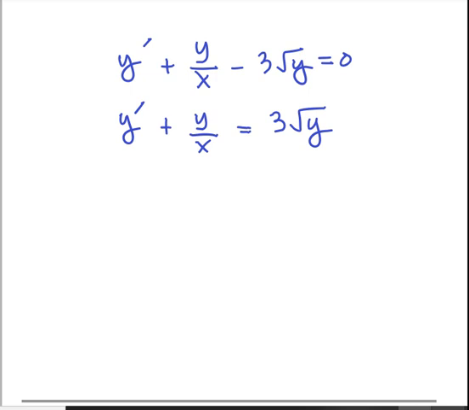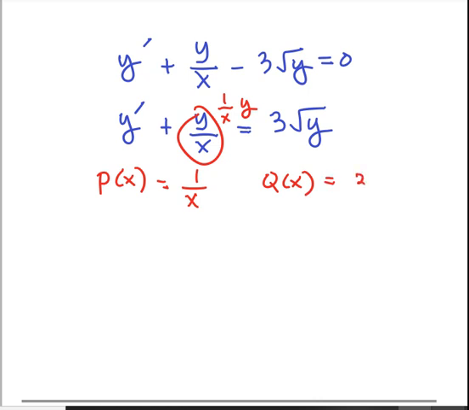So now, let's first identify our p of x and our q of x. So our p of x sa dito na function is 1 over x. Okay? Kasi ito, we can rewrite that one as 1 over x times y. Tapos, our q of x is equal to 3. Yan po yung ating q of x.